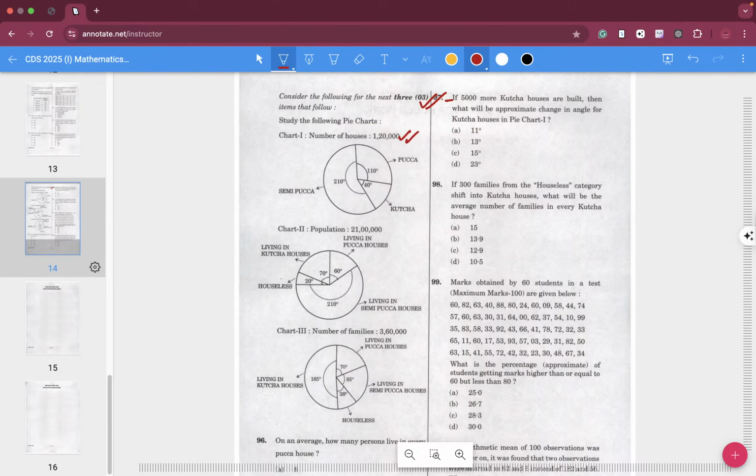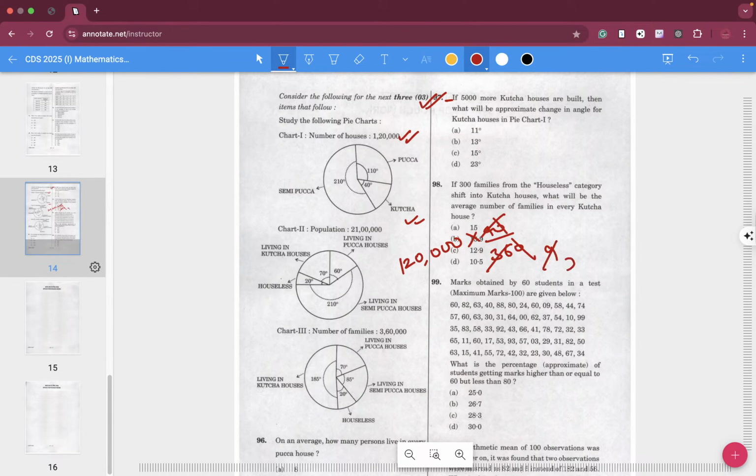1,20,000 houses are there. So how many kacha houses are there? 1,20,000 into 40 by 360 is what you will be having. So this one gone, this one gone, this one gone, basically 9 times.